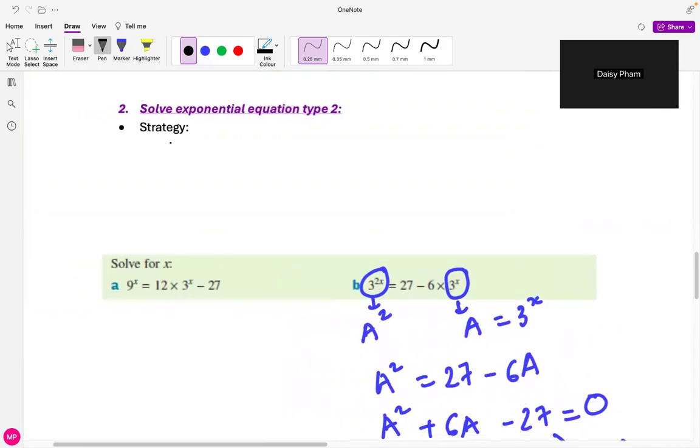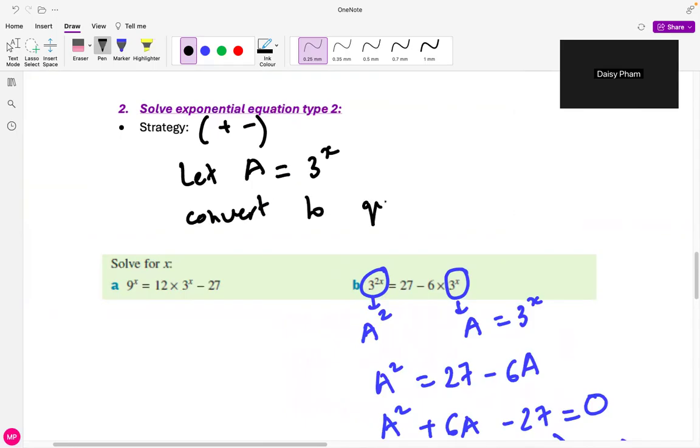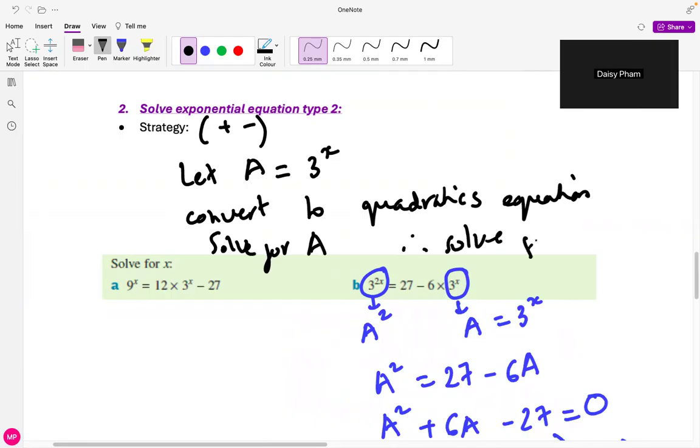So the general strategy for type 2 is when you see the plus or minus in between the terms, you let a equal something to the power of x, so 3 to the power of x in this example, and then you convert to a quadratic equation. And then you're going to solve for a. When you solve for a, then you can solve for x from there.